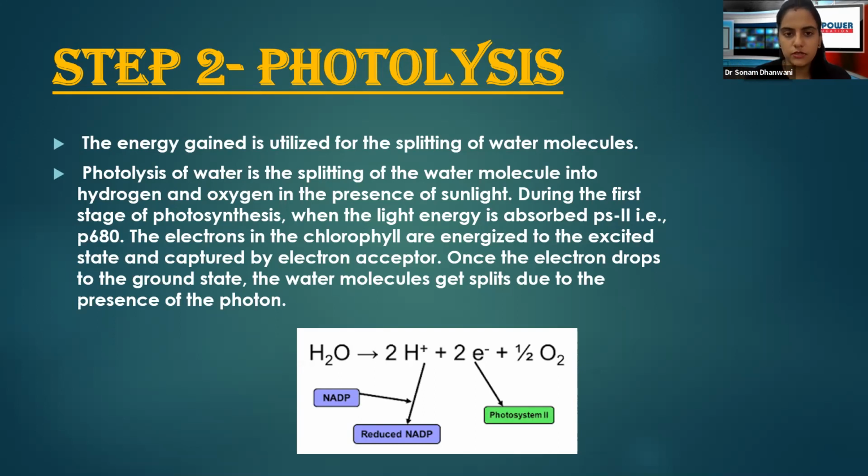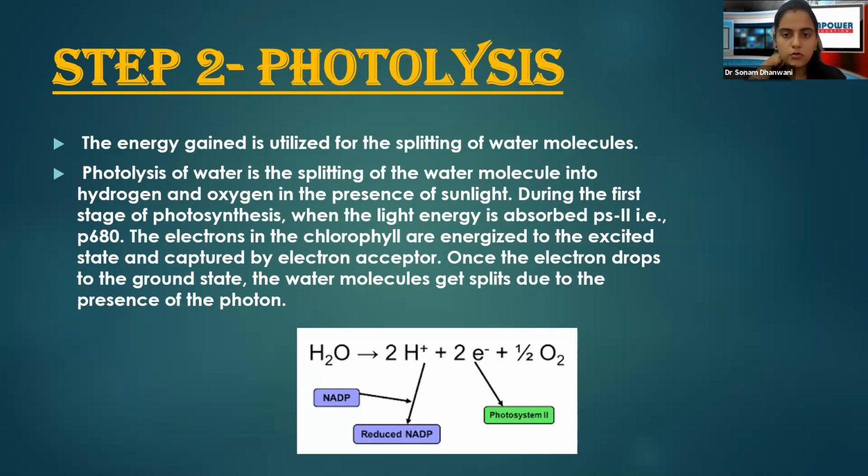During the first stage of photosynthesis, when the light energy is absorbed, PS2, that is P680. Now this is regarding the chlorophyll molecule, or the chloroplast. Just leave that. PS2 is the excited state of electrons. The electrons in the chlorophyll are energized to the excited state, right, as we discussed, and they are captured by the electron acceptor. Once the electrons drop to the ground state, meaning their energy level is decreasing, right? And when their energy level decreases, that is when the splitting of the water molecule starts.